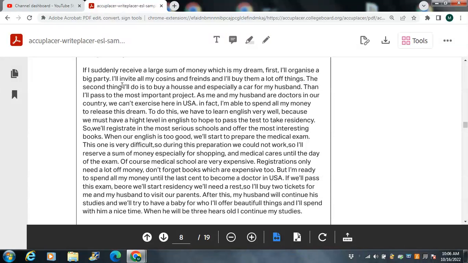Now let's go to the next sentence. "I'll invite all my cousins and friends, and I'll buy them a lot of things." Okay, so here we have a compound sentence. And I know it's a compound sentence because I see a complete sentence here, an independent clause: I'll invite all my cousins and friends. And then I see the next sentence, I'll buy them a lot of things. And then it's separated by a conjunction. And what's missing here is a comma after friends.